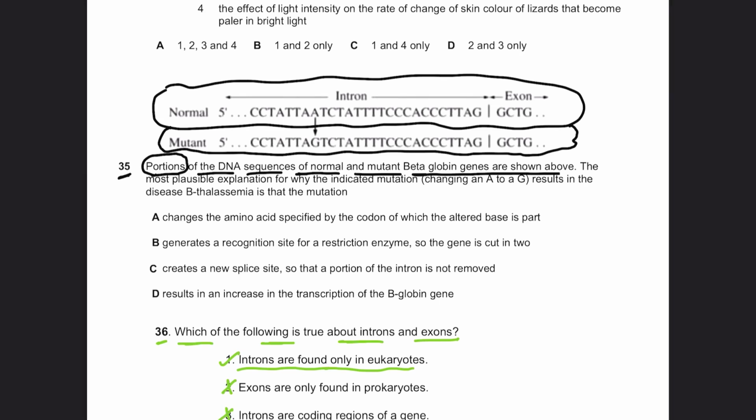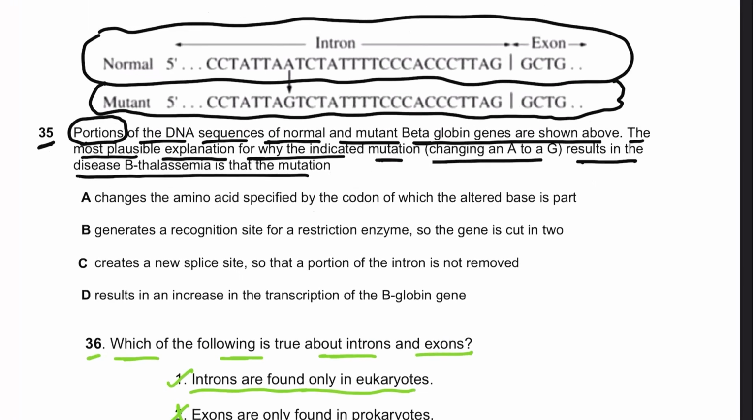Basically, the lower one is the portion of the mutant allele of the beta-globin gene. The most plausible explanation for why the indicated mutation changing from A to G results in the disease beta-thalassemia is that mutation.